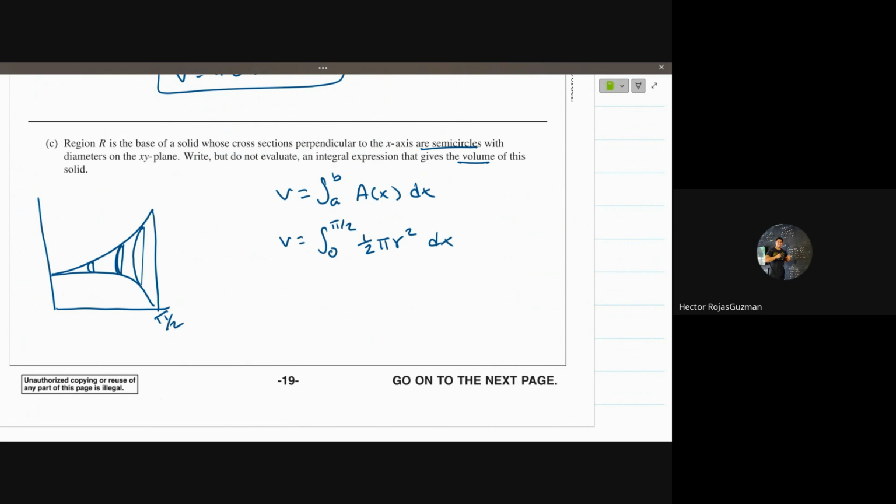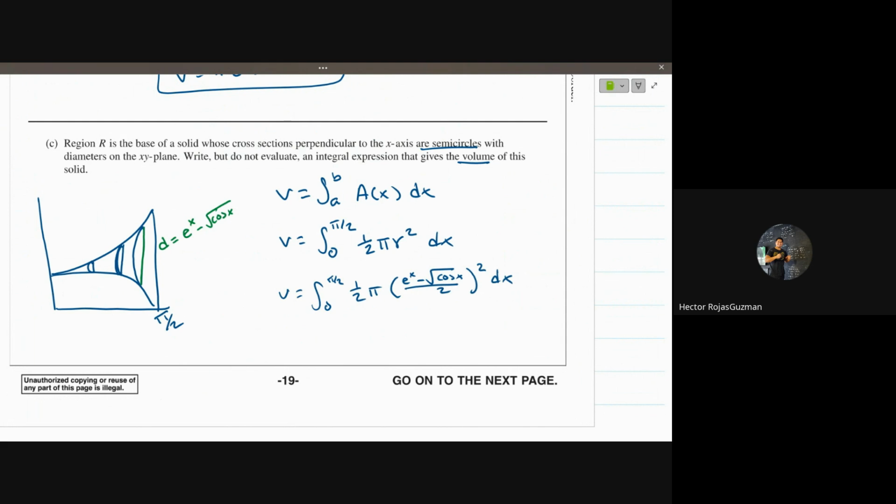Well, this distance is the diameter, and that distance is given by e to the x minus the square root of cosine of x. So if you want to take the radius, then you're going to have to get half of that. So the integral from 0 to pi over 2 of 1/2 pi times e to the x minus the square root of cosine of x over 2 squared dx.